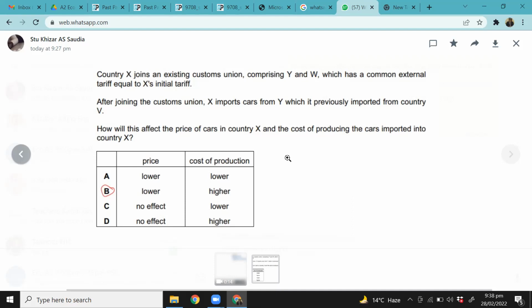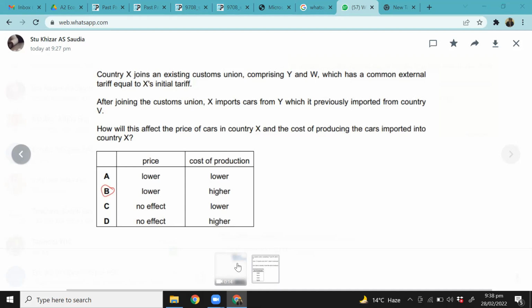And why is the cost of production higher? Because the cost of producing cars imported into country X. After the tariff, they were able to import from it, but yeah, okay, let's do it. And they're importing, so cost of production is higher.